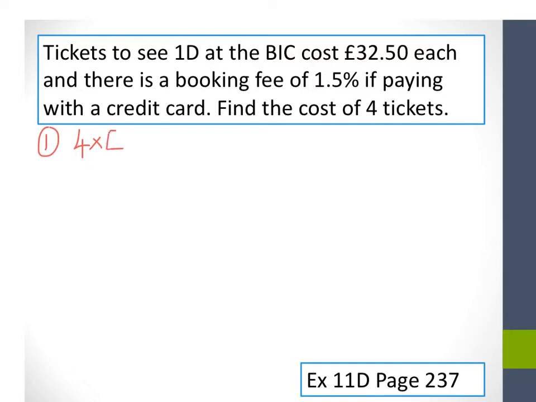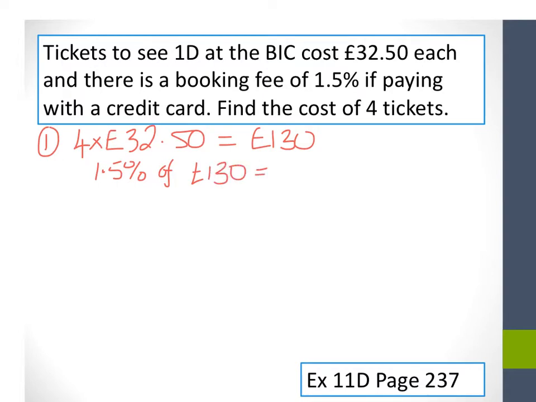The first way I'm going to do this is actually work out what 4 tickets would cost. So I would need to work out what 4 times £32.50 is. And so that will give me £130. If paying with a credit card, you then have to pay an extra 1.5%. So we need to work out what 1.5% of £130 is.